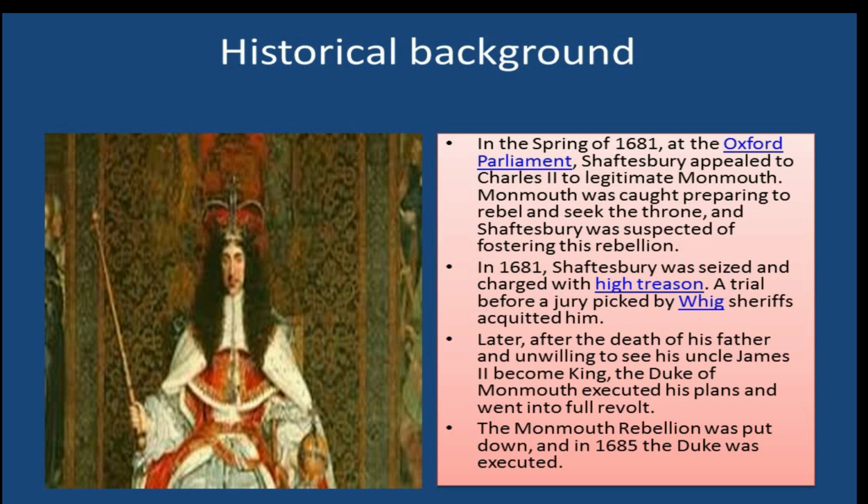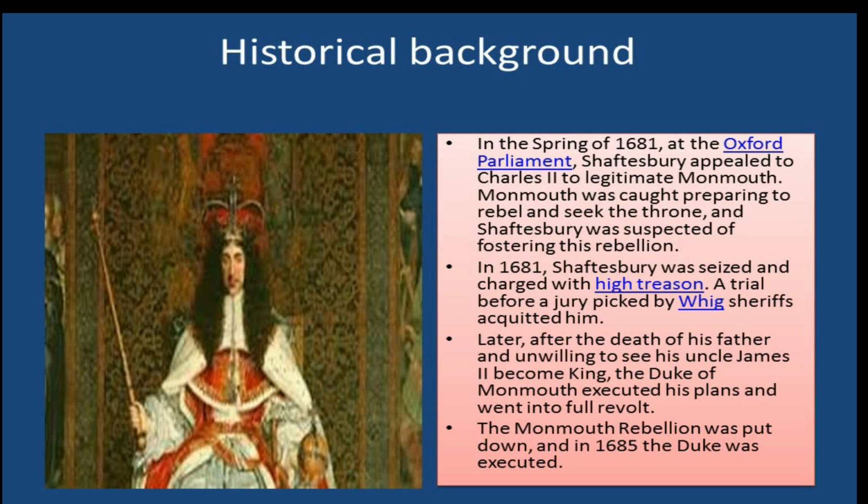Monmouth was caught preparing to rebel and seek the throne, and Shaftesbury was suspected of supporting this rebellion. In 1681, Shaftesbury was arrested and charged with high treason. A trial before a jury picked by Whig sheriffs acquitted him. Whig is a British political party.